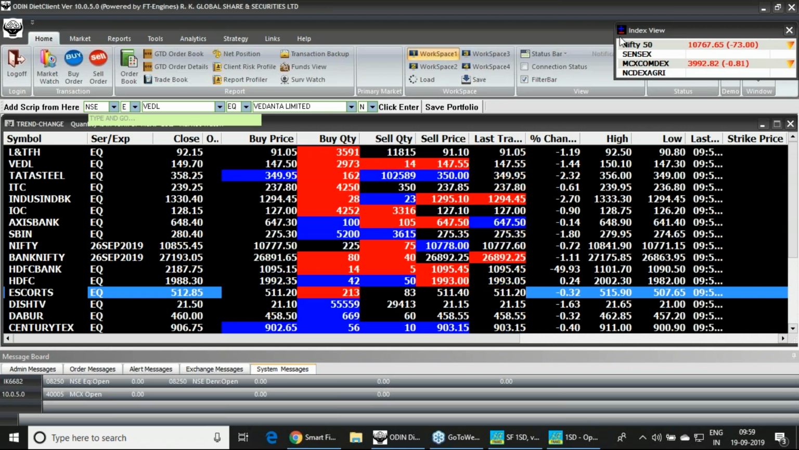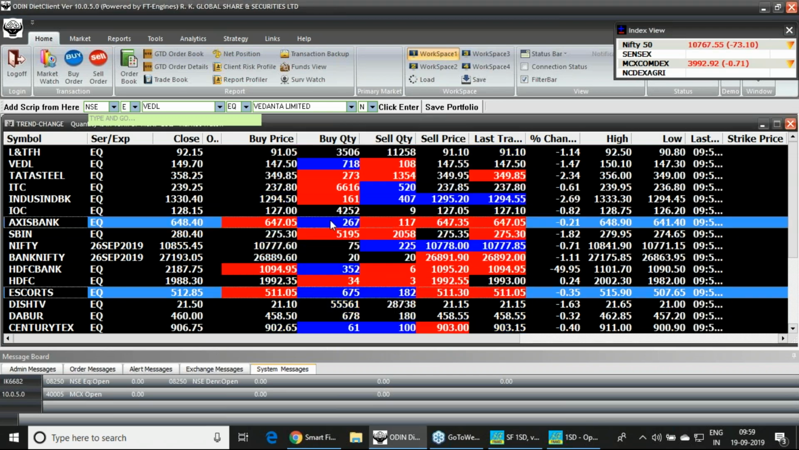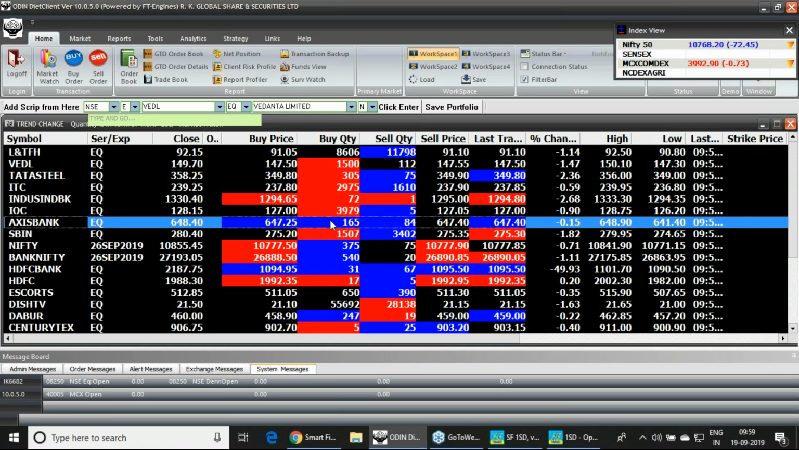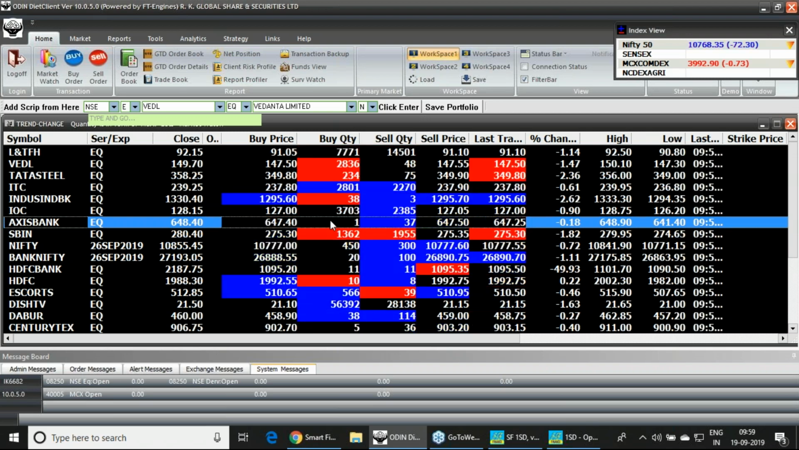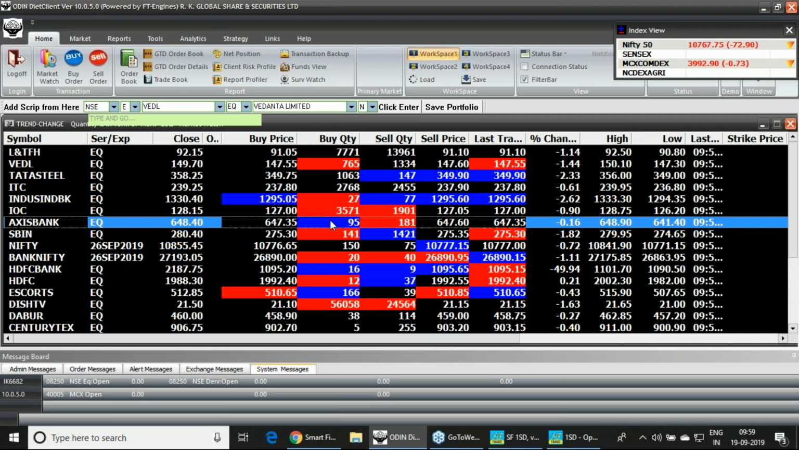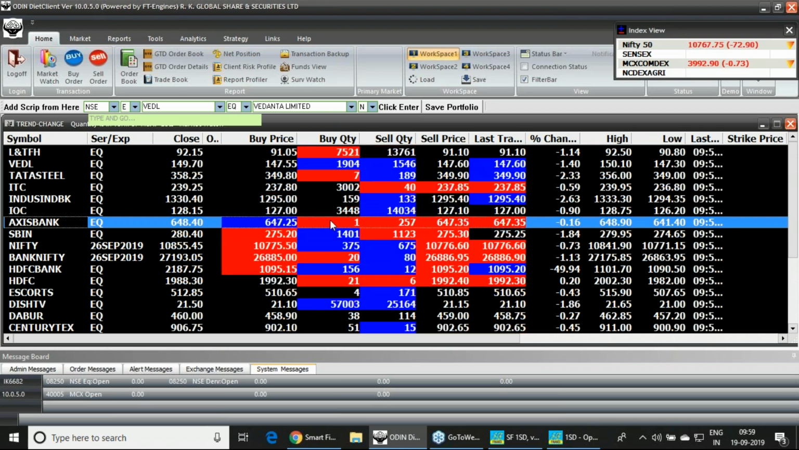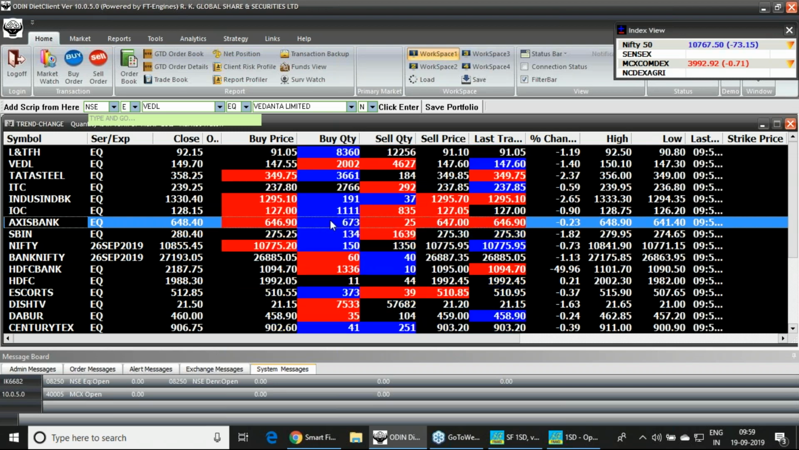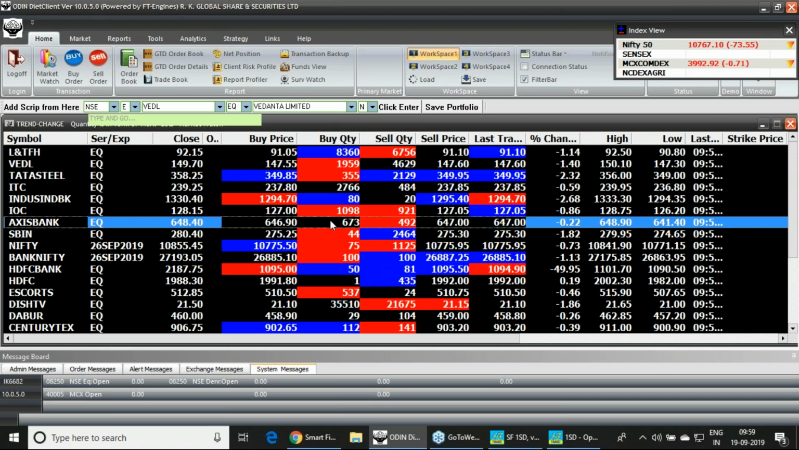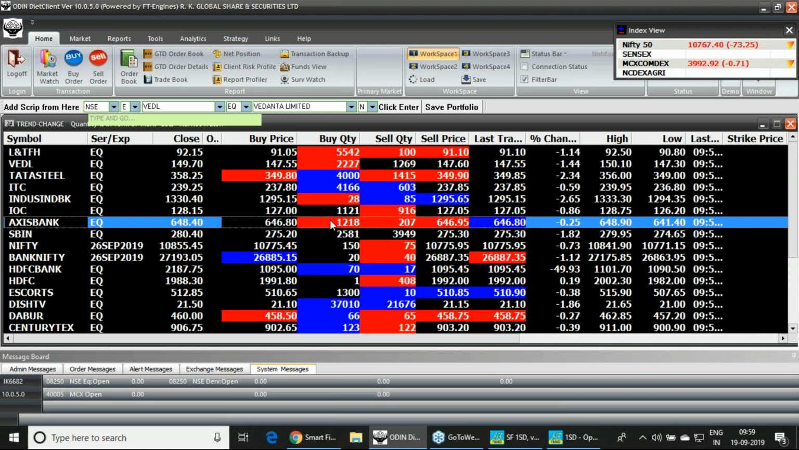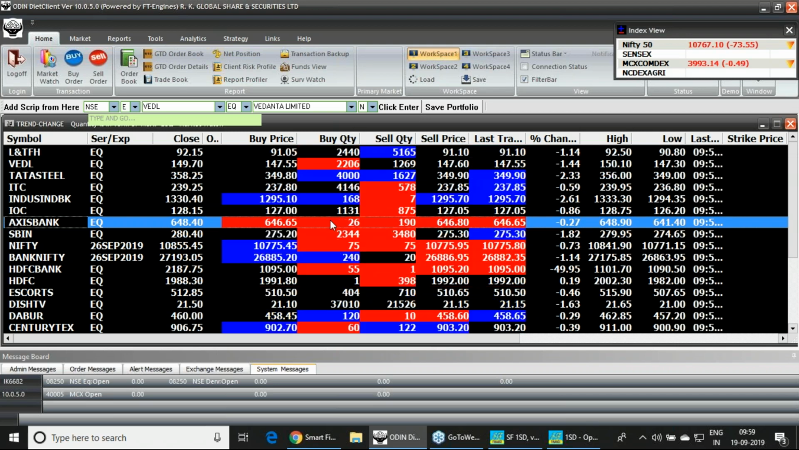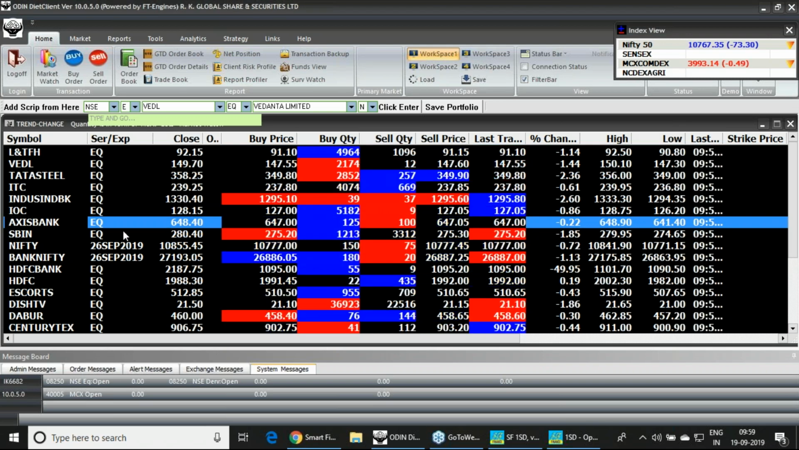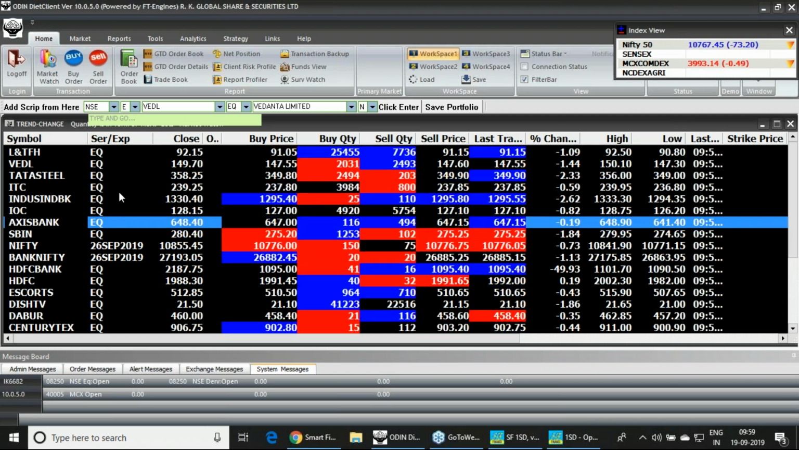Here we have just entered Axis. Axis was a very early analysis we have done. I have taken SBI and Axis just to demonstrate that IndusInd Bank has given you a downtrend breakout. Tata Steel has given a downtrend breakout. VDL has given a downtrend breakout. Escorts also has given you the downtrend breakout, you have entered, and we are going to see that. And Nifty and Bank Nifty we are waiting for.